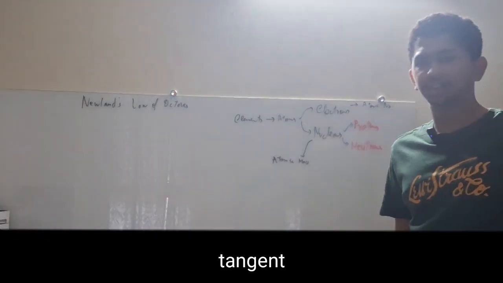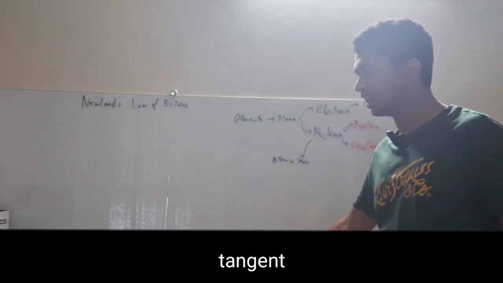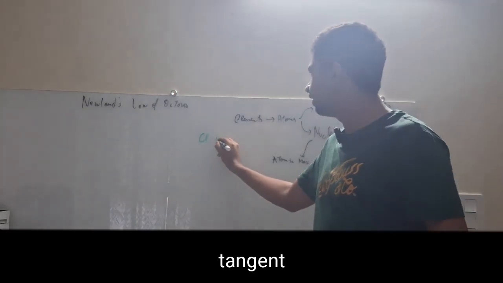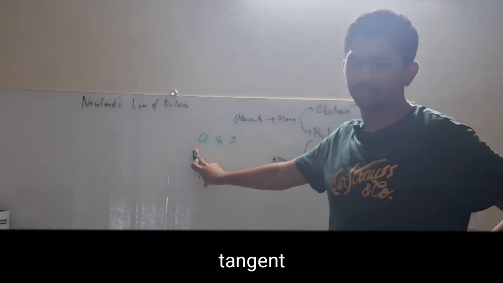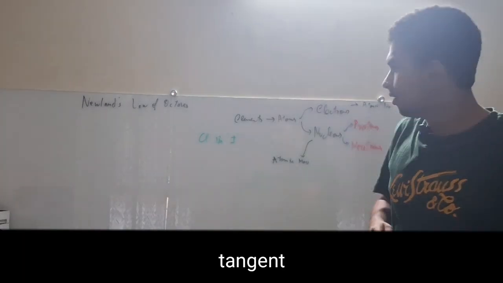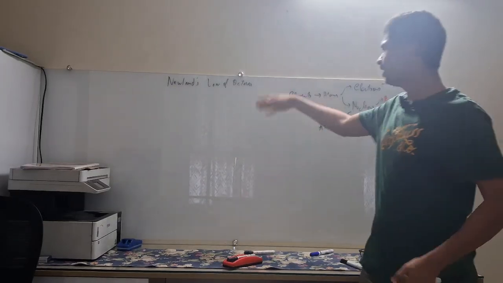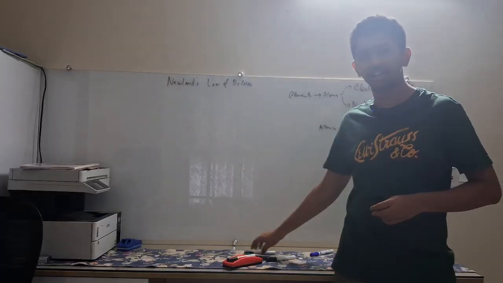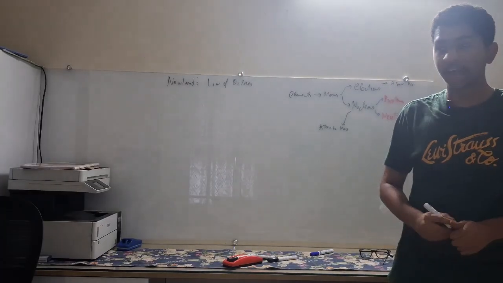So up until now, Doberheiner used atomic mass. He arranged elements in increasing order of mass. You saw Cl, Br, and I. Cl has mass 35.5, Br has mass of 80, and I has mass of 127. It's an increasing order of mass. In a very similar way, Newland also arranged on the basis of increasing atomic mass.